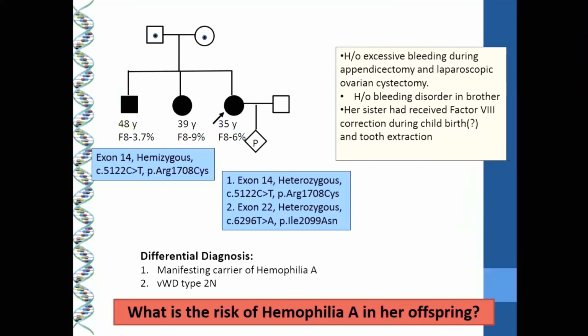Suppose in this case, if we counsel that we think the disorder is hemophilia, then we say that 50% of males will be affected and all females will be unaffected. But now in this case, when this female has a defective allele on both the X chromosomes, then all males will be affected.